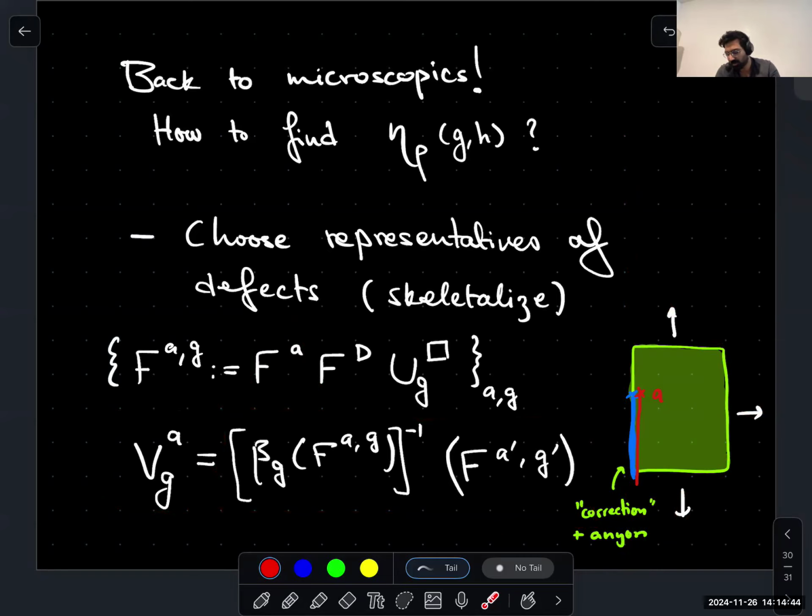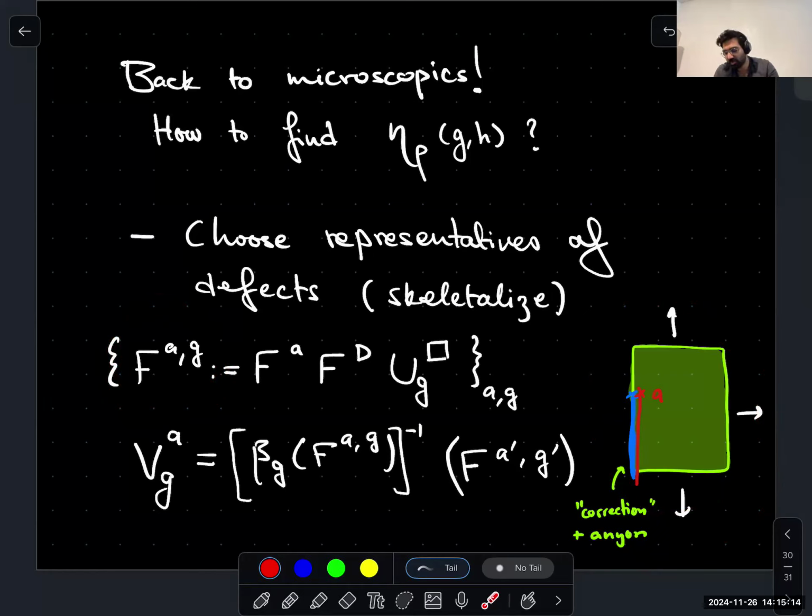And the way you would want to understand this is that you act on this object, whatever this object was, this picture right here, the correction plus anion object. You act on it with the symmetry, with beta g, and you will get some other weird object, but then you relate it to the canonical object.